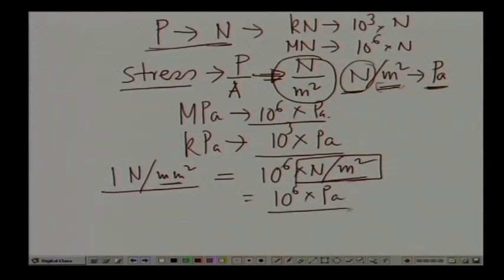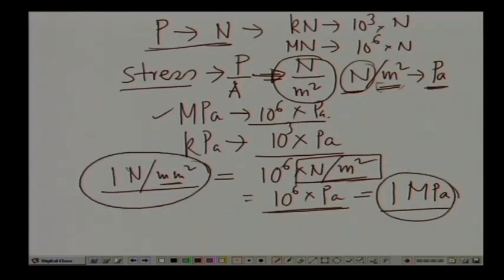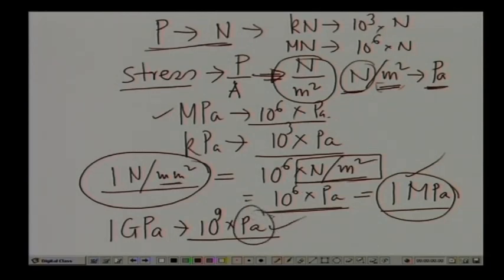Now, 10 to the power 6 Pascal, as we have seen, is megapascal. So, this is nothing but equal to 1 megapascal. So, we can say that 1 megapascal is equal to 1 Newton per millimeter square. Also, many times we use the unit called gigapascal, which is 10 to the power 9 times Pascal. So, 10 to the power 9 into Newton per meter square, as Newton per meter square is the 1 Pascal unit. So, the stresses can be represented either in terms of Pascal or kilopascal or in megapascal or gigapascal.